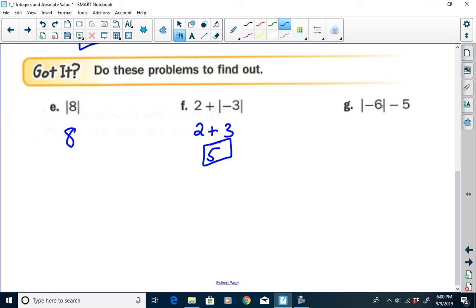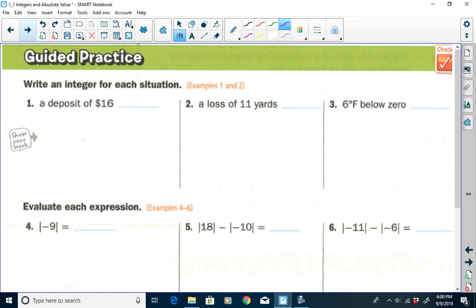Here I have the absolute value of negative 6, which is 6. So we want to take 5 away from that. That's going to give us positive 1.